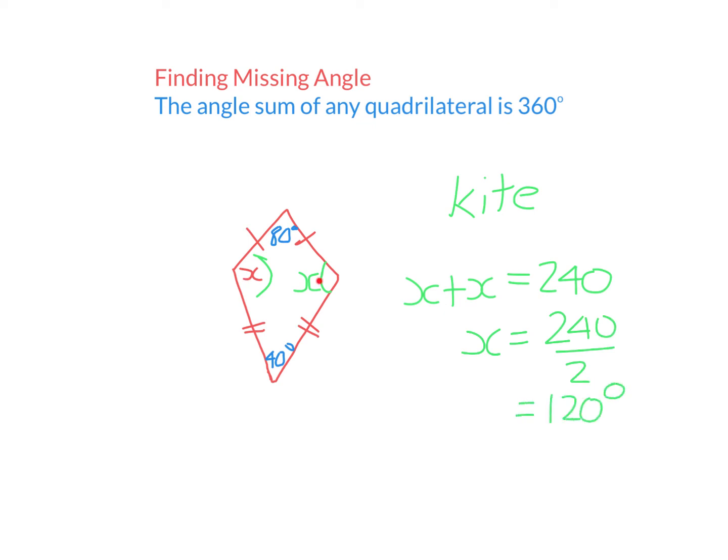So it's 120 and 120, 80 and 40, because this shape is a kite. We knew it was a kite because it has two pairs of equal sides that touch each other, and then we were able to use our knowledge of kites that the two angles are equal where the unequal sides meet.